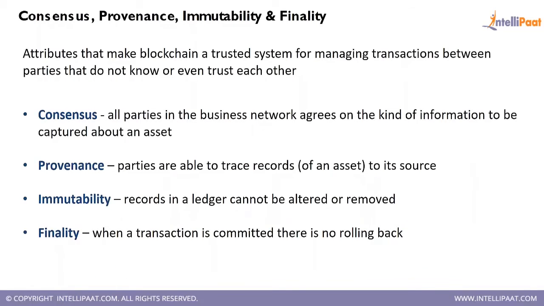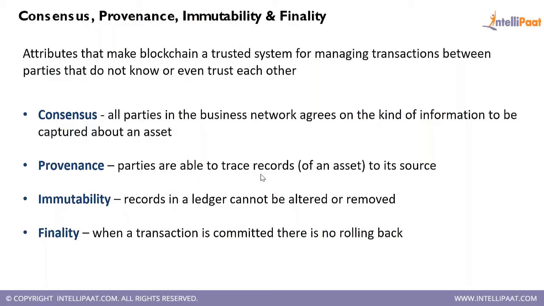So what is consensus? Consensus is nothing but attributes that make blockchain a trusted system for managing transactions between parties that do not know each other or even trust each other. So consensus is like all parties in a business network agree on the kind of information to be captured about an asset. Just keep this in mind. I'll probably talk about the transaction life cycle, how you define what kind of information an asset can have between two participants, and how an asset journey can be defined, so that you can relate it better.